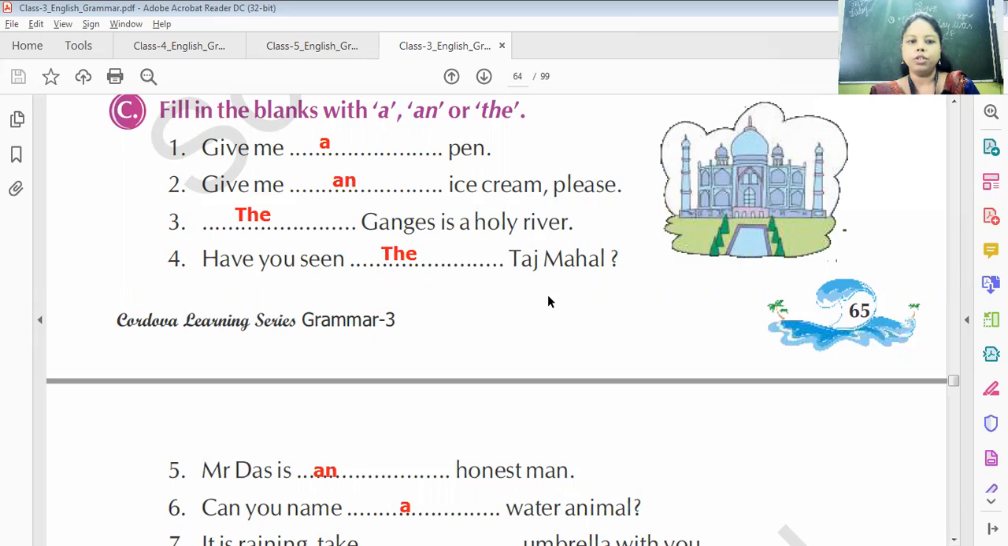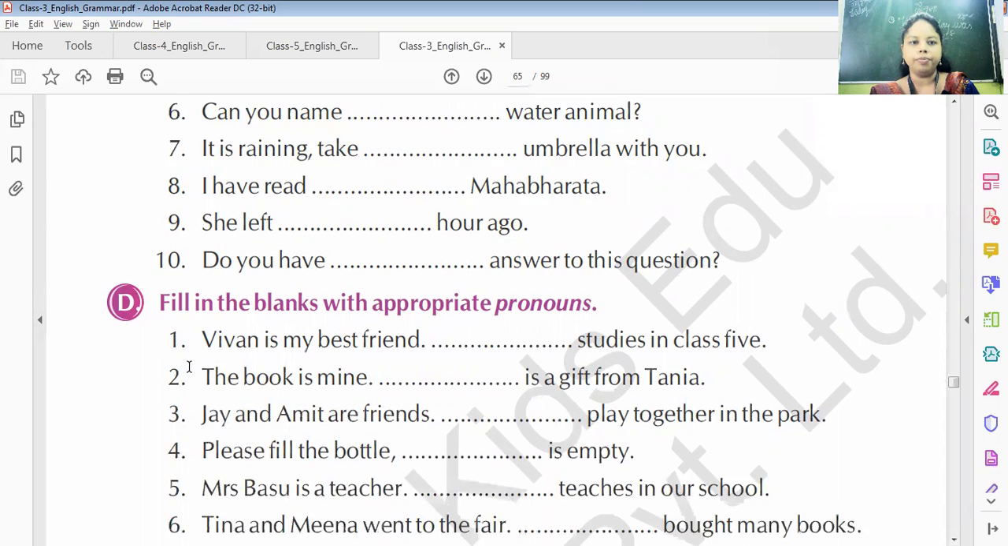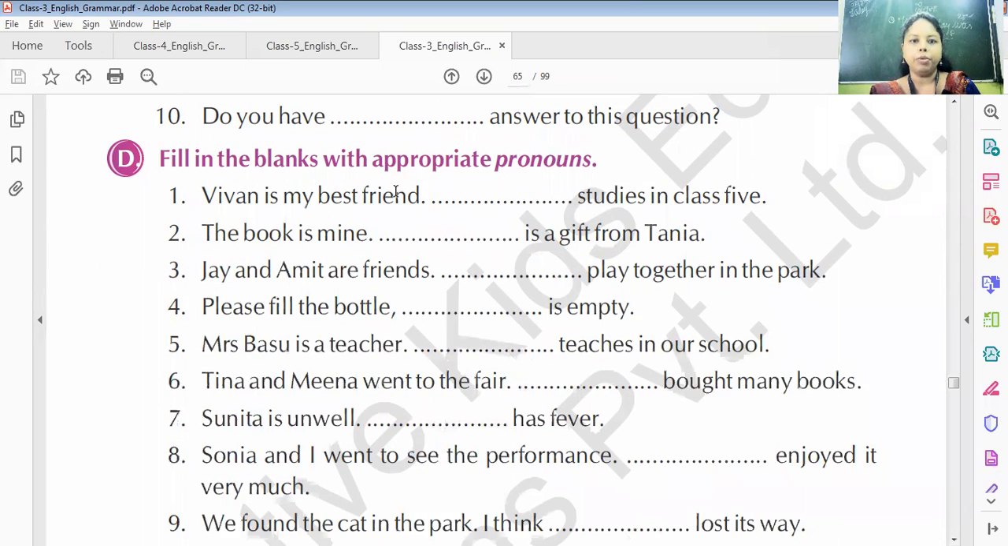The rest of the questions you all have to do by yourself. Like it is raining, take an umbrella with you. I have read the Ramayana. She left an hour ago. Do you have an answer of this question? An answer. Fill in the blanks with the appropriate pronoun.